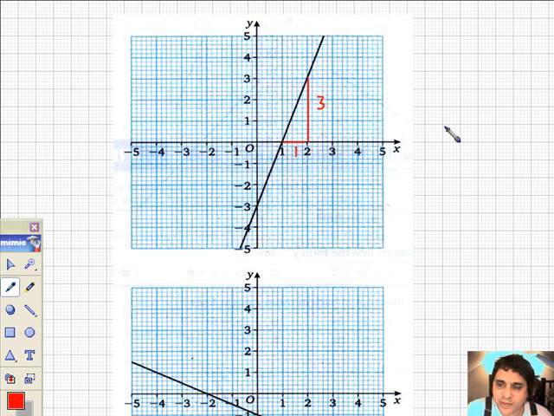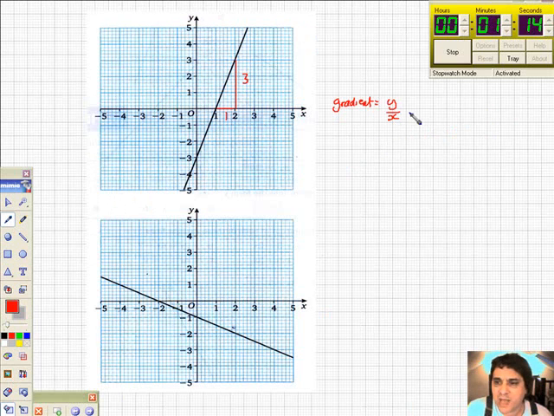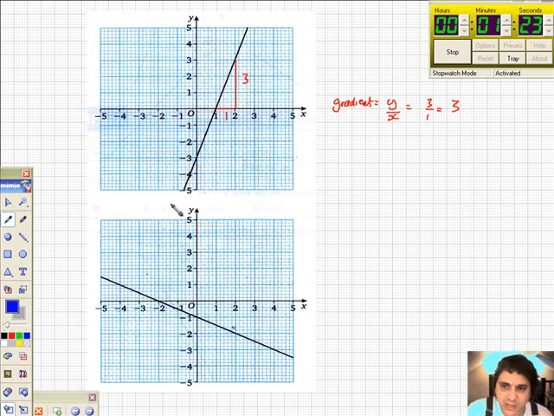So you may recall that the gradient equals the y part over the x part, and I've chosen 3 divided by 1, therefore the gradient is 3. Now, let me show you something else. Choose a different colour, blue.